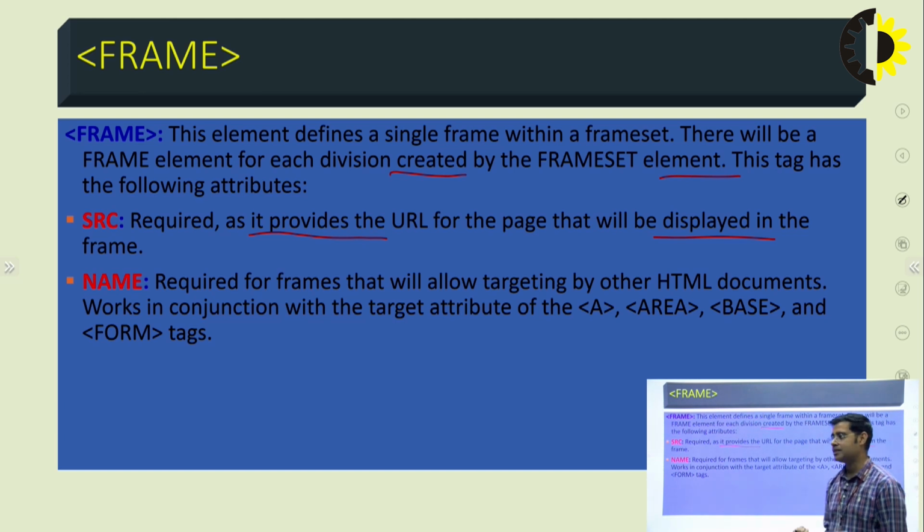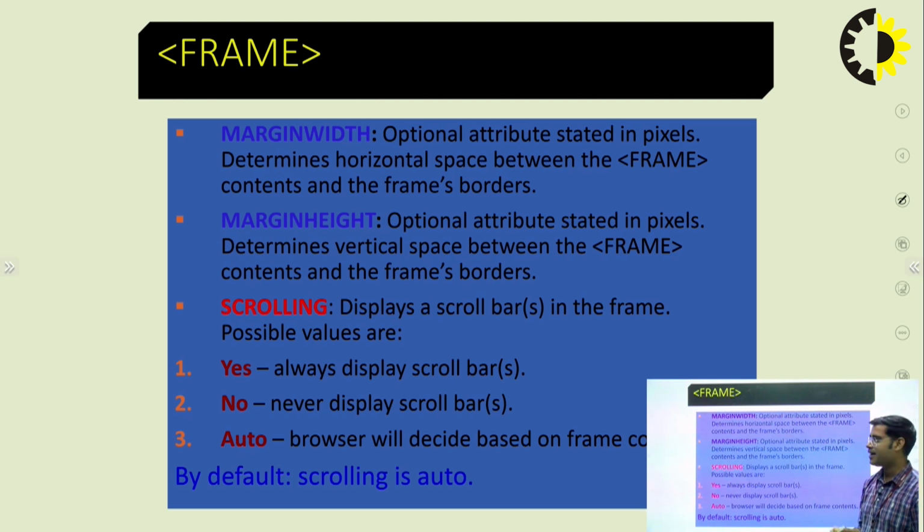Src stands for what? Source. If you provide a name for the frame, like top frame, bottom frame, right frame, left frame, the name is required for the frame so that it allows targeting by other HTML documents. Okay. Then here are some other attributes called marginwidth and marginheight. Marginwidth is an optional attribute stated in pixels, marginheight is an optional attribute stated in pixels. Marginheight determines the vertical space between the frame content and the frame border.